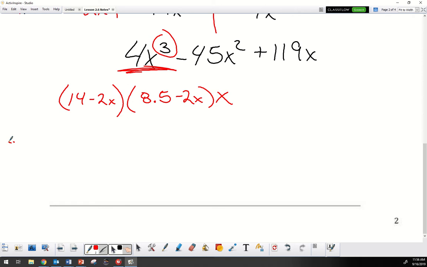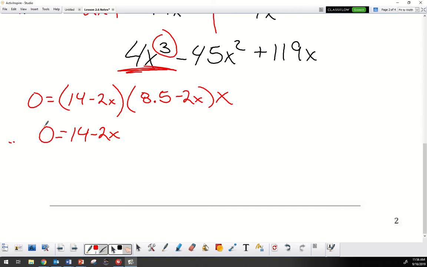Alright, so from Thursday's work, we were setting each of these equal to 0. So if I say my polynomial equals 0, I would set each term, each multiple, equal to 0. So it's going to be 14 minus 2x equals 0. I'm using the zero product rule because anything times 0.